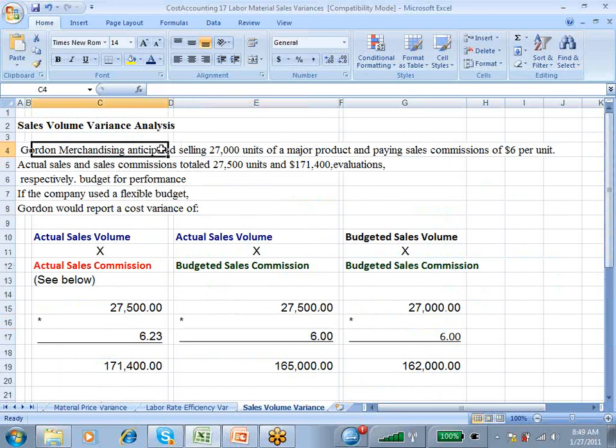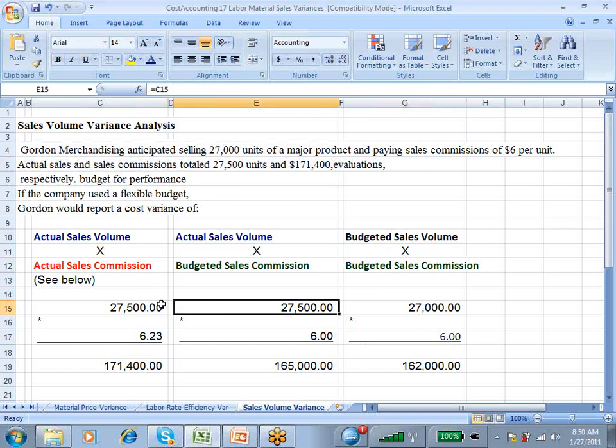Gordon Merchandising anticipated, that should be a red flag that they're talking about a standard, anticipated selling 27,000 units of a product, that's our budgeted sales volume, and paying a commission of $6 a unit. There's our budgeted sales commission. Actual sales were 27,500 units, and our total commissions in dollars is $171,400. That was their budget for performance.